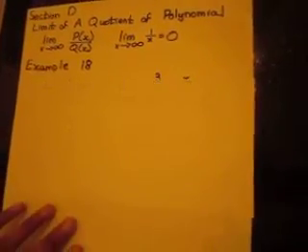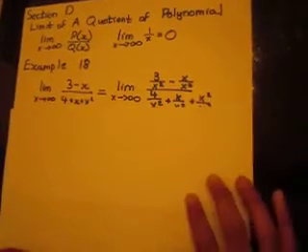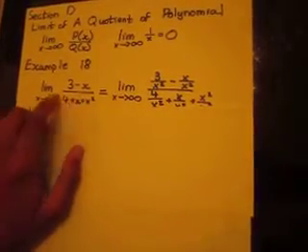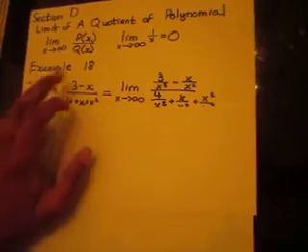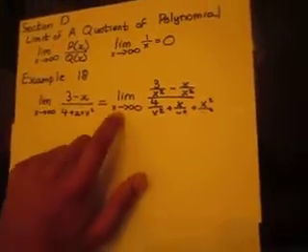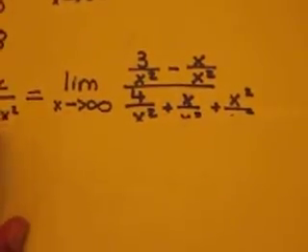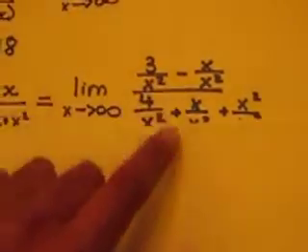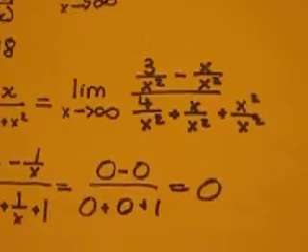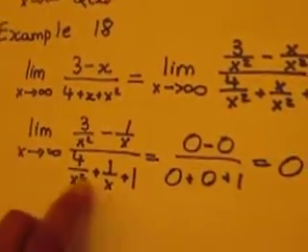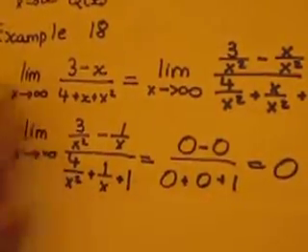So here's an example. Example 18, we have the limit as x approaches infinity of 3 minus x over 4 plus x squared. So we have two polynomial functions, which equals the limit as x approaches infinity, then we divide it by the highest degree, which in this case is x squared. So we take everything and divide it by x squared, simplify, and then we solve. That way we get all of this equaling 0.